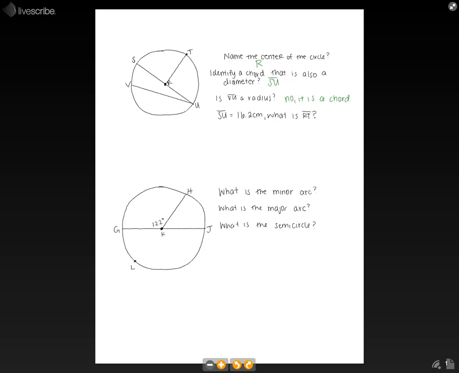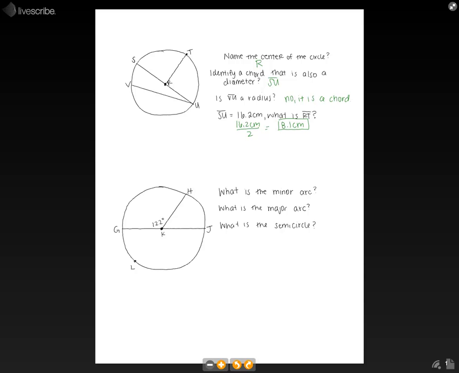So now it asks us what RT is if SU is 16.2 centimeters. So SU is a diameter, and we can see that RT is a radius because it has one endpoint on the center of a circle and one endpoint on the edge of a circle. So we know that a diameter is two radii put together. So we can simply divide 16.2 centimeters by 2 to get 8.1 centimeters.